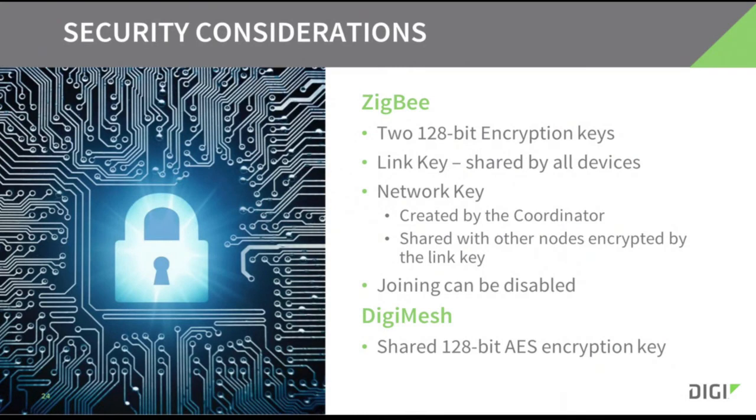The network key is created by the coordinator during startup. It's typically random, but it can also be set by a network administrator. It's shared with the other nodes encrypted by the link key, and it's the key that's used to encrypt the data typically going across the network. Because we have this association process, we can also disable joining on a ZigBee network. Where we know we've got six nodes on our network and they're all joined, we can disable joining so no additional nodes are even capable of associating to the network. DigiMesh, on the other hand, is a simpler strategy. Again, very secure, 128-bit AES encryption, which is extremely secure on its own, but there is no joining disable, so as long as someone has that key, they can communicate with the network.